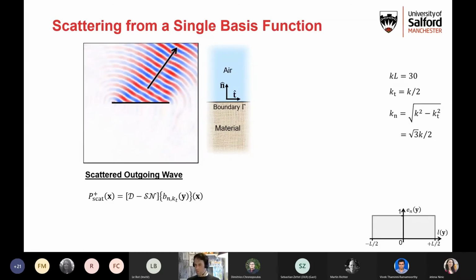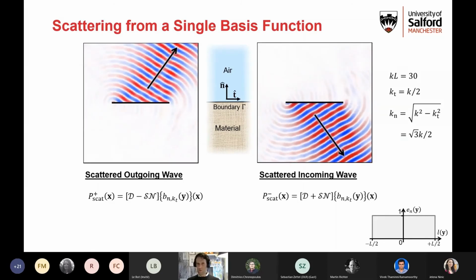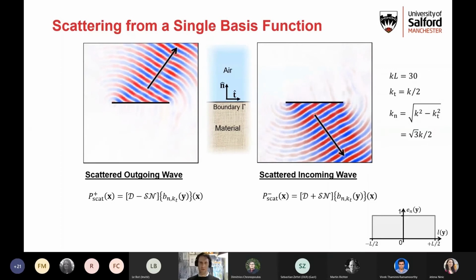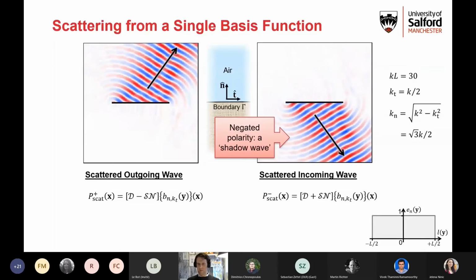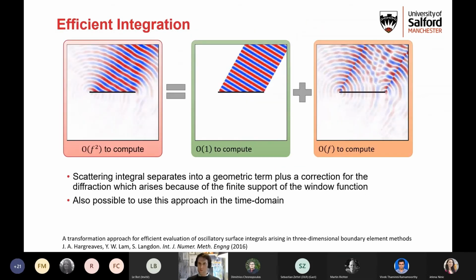In contrast, if we flip the sign of that second term, what we would get is an incoming wave instead. So I'm using plus and minus to distinguish between these two. And this has negated polarity automatically. It's automatically a shadow wave. So actually it fits really neatly into this framework I was saying before. And actually it turns out these are more efficient to integrate as well.